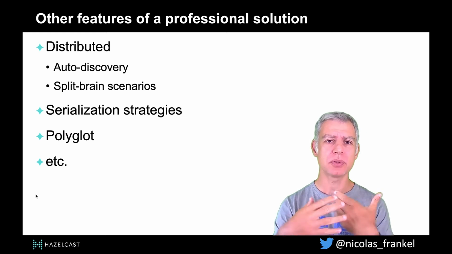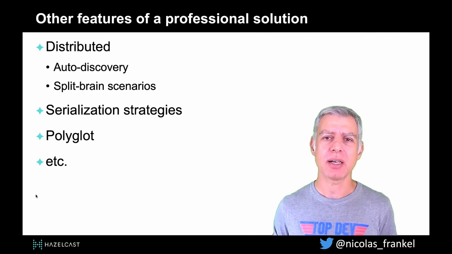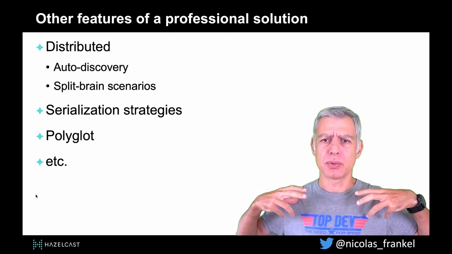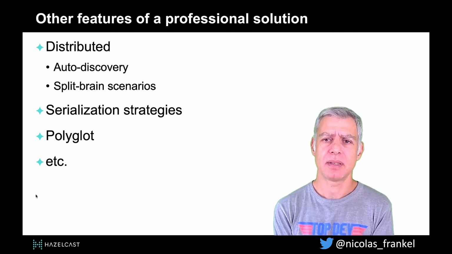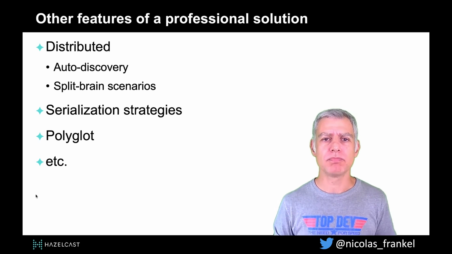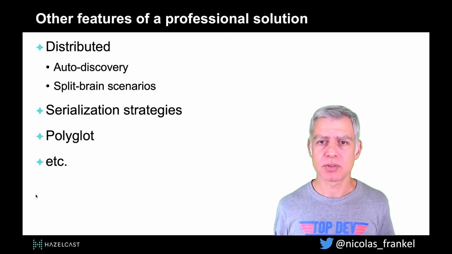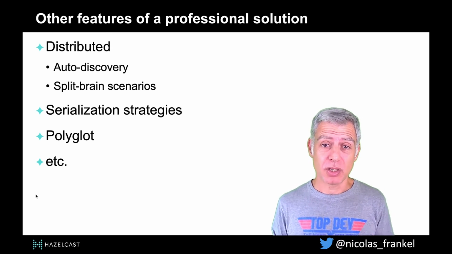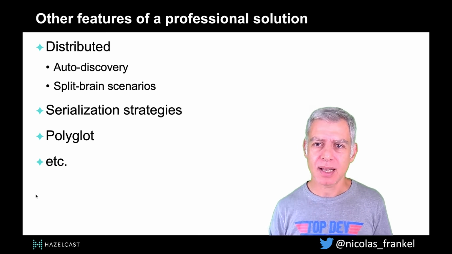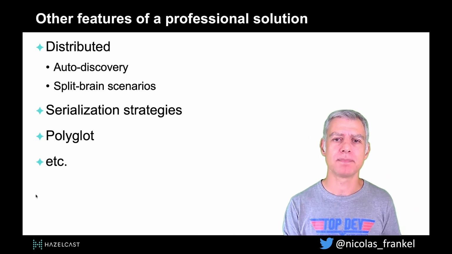Then when you put stuff into the cache, how do you serialize it? Do you serialize it according to a dedicated stack, like Python or Java or whatever? Or do you serialize it in JSON so that you could have a cache that is accessed by different clients in different stacks?